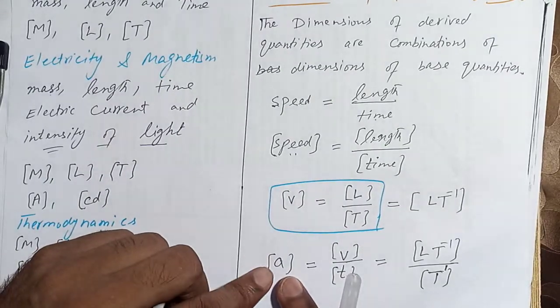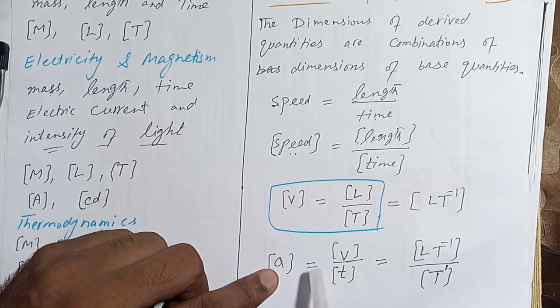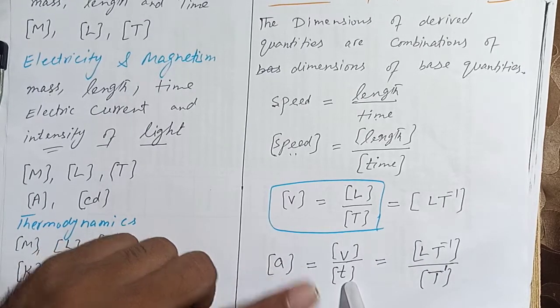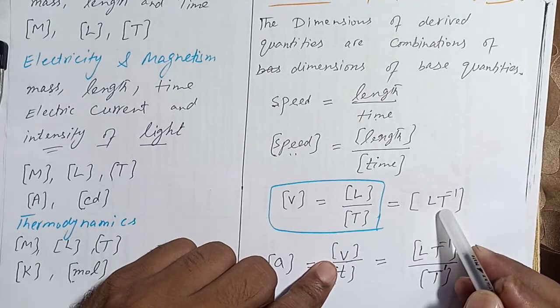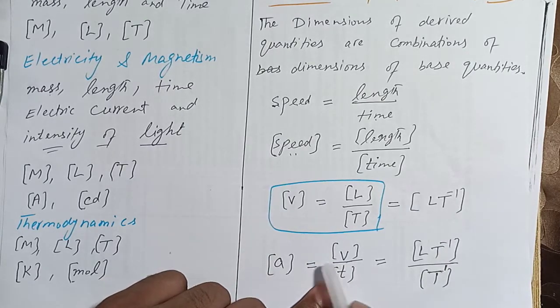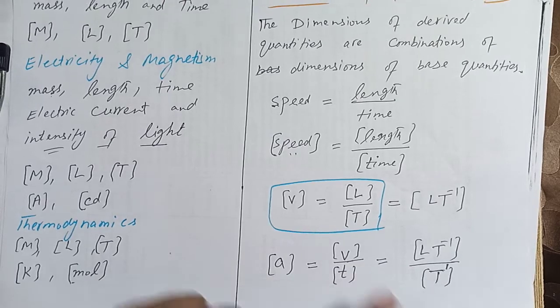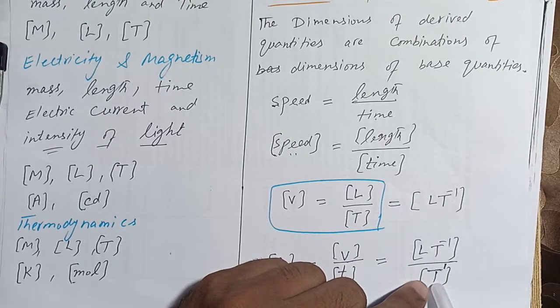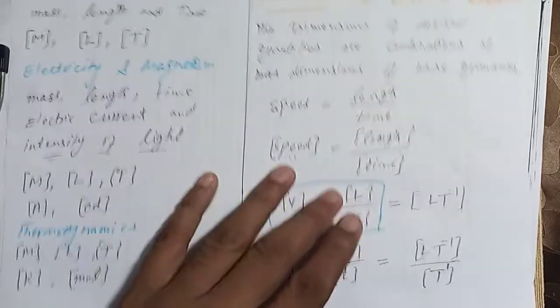Dimension of acceleration. Acceleration is defined as velocity over time. So the dimension of acceleration is equal to the dimension of velocity over the dimension of time. The dimension of velocity is calculated as it is written here. So it is equal to LT inverse over T. This term that is in the denominator, when it comes to the numerator, the sign of its power is changed.